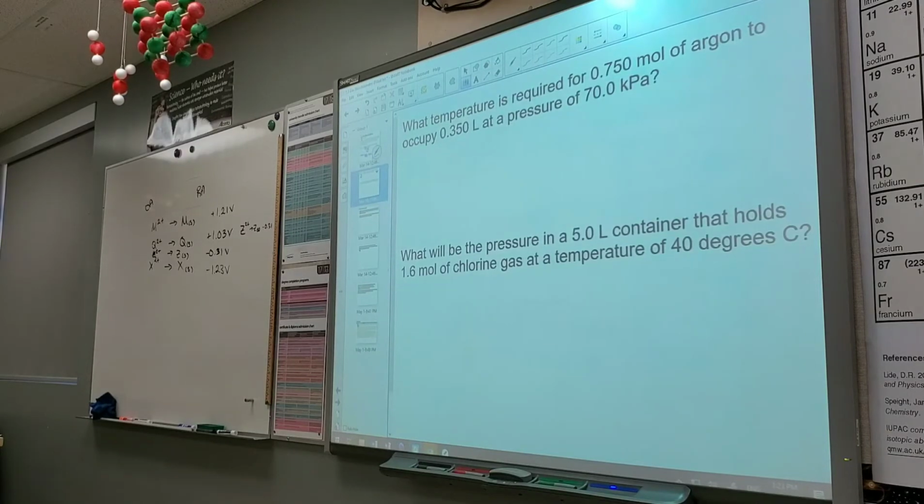What temperature does SATP have? 25 degrees Celsius, okay? And what pressure does SATP have? 100 kilopascals. Are we at 100 kilopascals? No, so we can't. We have to be under both of these conditions to be under this.